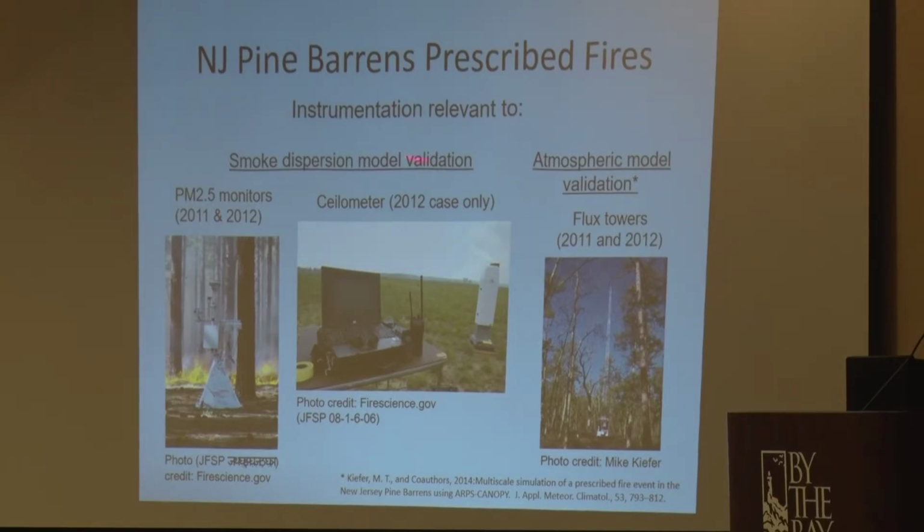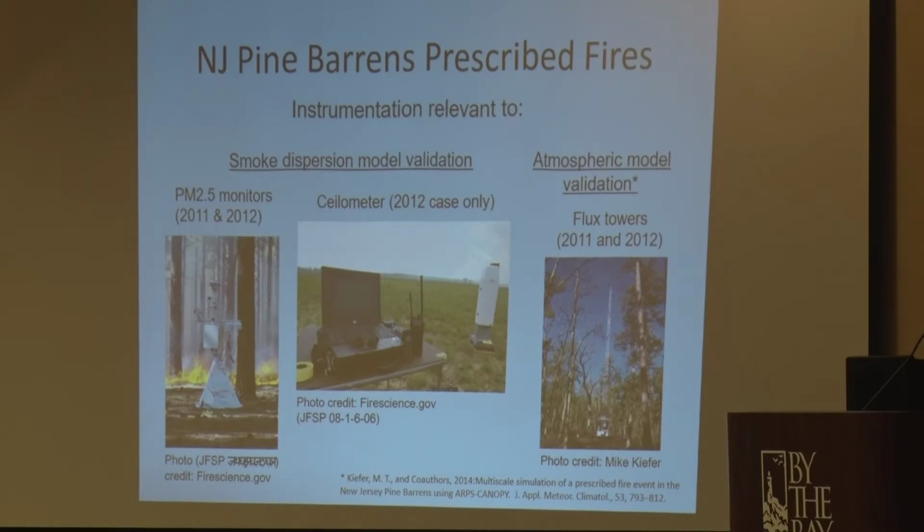These are some of the instrumentation used as part of this field campaign. For the smoke dispersion model validation, there were PM 2.5 monitors, measuring particulate matter 2.5 microns or smaller. Four monitors were set up in 2011, and 4 monitors were also set up in 2012. They happened to be in a better position in 2012 with respect to the actual conditions on that day. In 2011, only 2 of the monitors actually sensed the smoke plume. But in 2012, it was a better setup in terms of what actually ended up happening with the smoke plume direction.